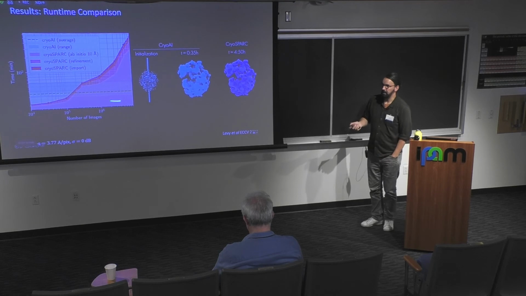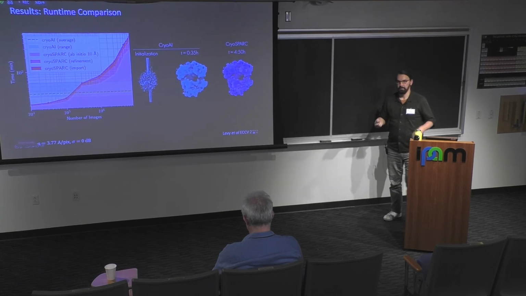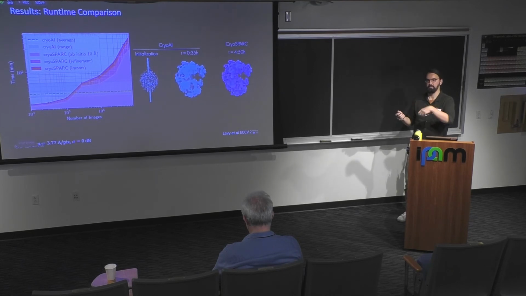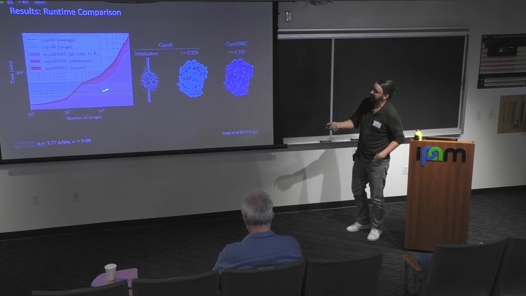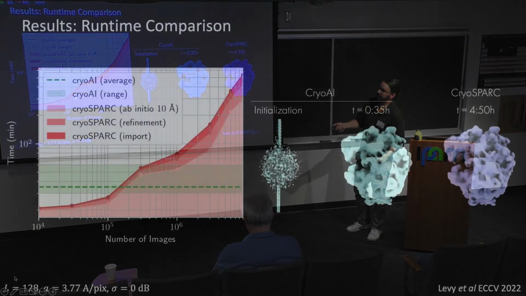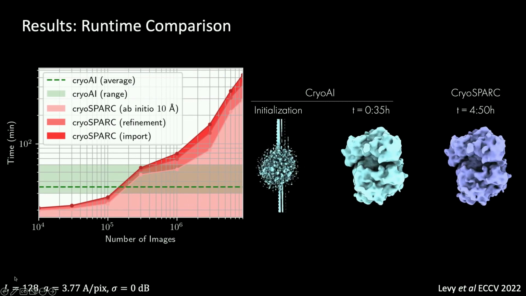And here I'm just showing the training time, right? Which means how long does it take for the encoder to be trained? I'm not showing the time that it would take to evaluate the pose on all the data set. We have that, and it would be scaling similarly to CryoSpark. So you still have to pay that price, right?